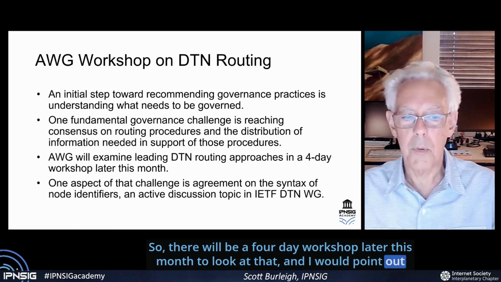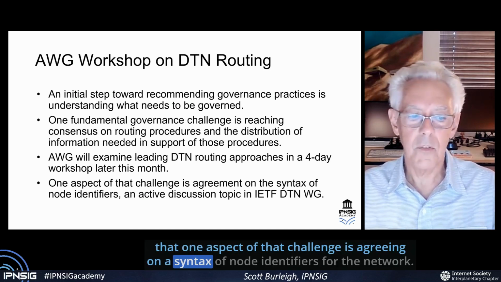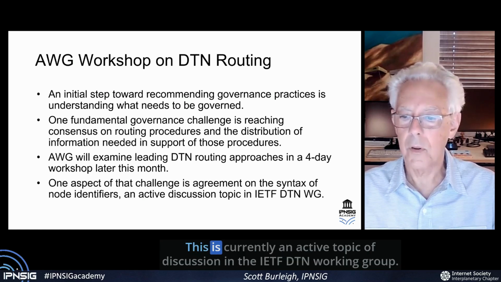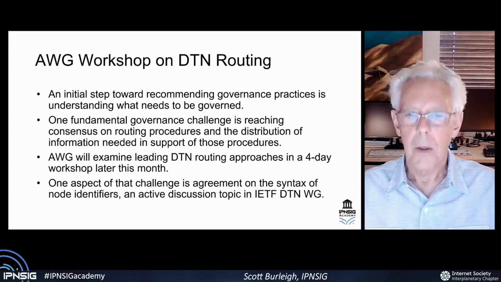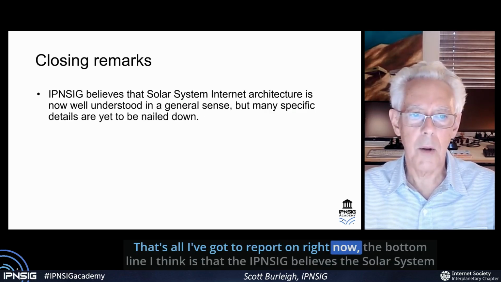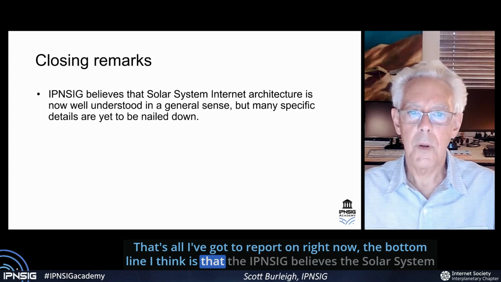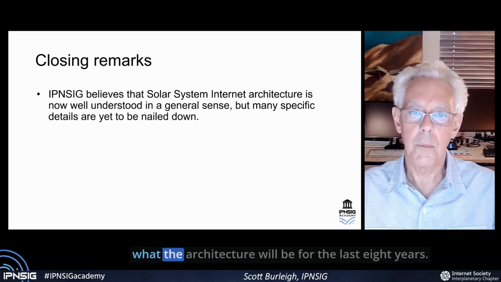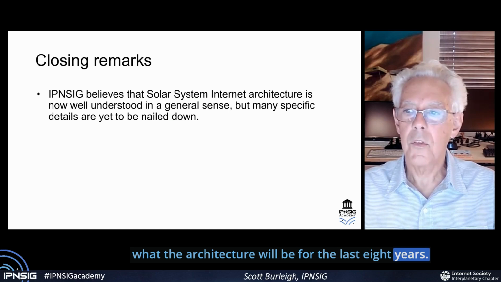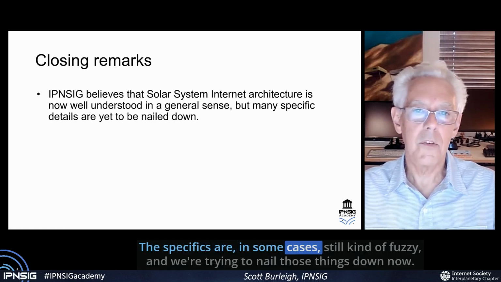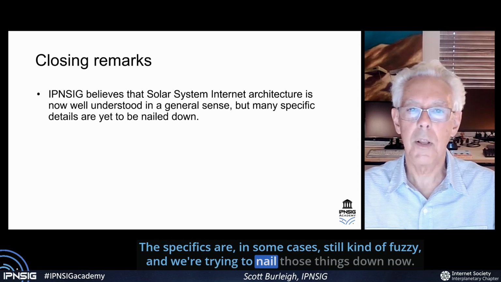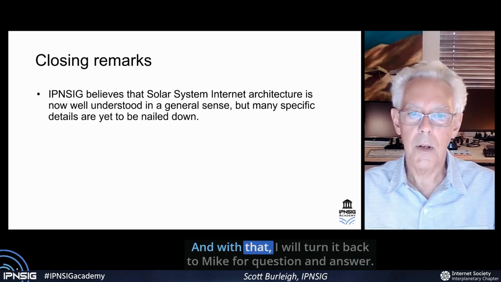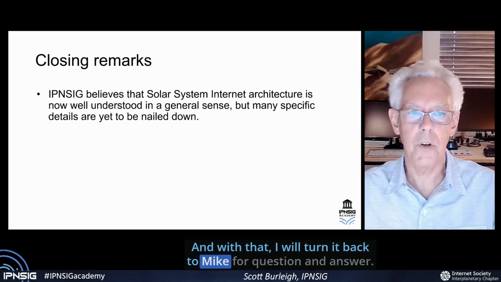And I would point out that one aspect of that challenge is agreeing on the syntax of node identifiers for the network. This is currently an active topic of discussion in the IETF DTN working group. That's all I've got to report on right now. The bottom line, I think, is that the IPNSIG believes the solar system internet architecture is generally well understood in the general sense. We've had a pretty good idea of what the architecture will be for the last 8 years. The specifics are, in some cases, still kind of fuzzy, and we're trying to nail those things down now. And with that, I will turn it back to Mike for question and answer.